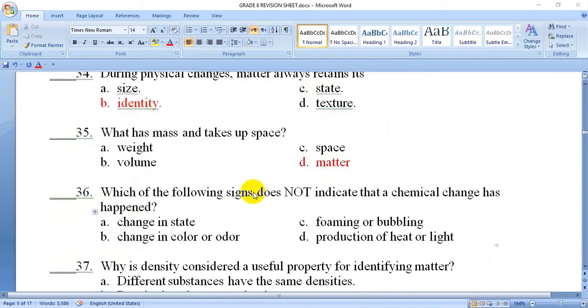Question 36. Which of the following signs does not indicate a chemical change? As you remember, we said that we have 5 signs to tell us that a chemical change has taken place. So we need to find the one that is not a sign for a chemical change. Letter A, change in state. Letter B, change in color. Letter C, foaming or bubbling, meaning releasing gas. And letter D, production of heat or light. All of them are signs of chemical change except a change in state, because as we said, a change in state is a physical change. So it will not give any of the signs of chemical changes. So we will choose letter A.